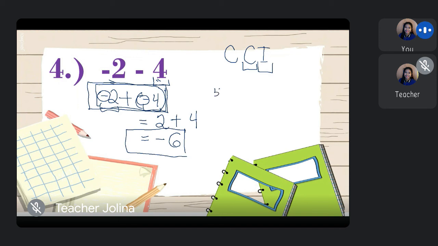And now it's your turn. What is the difference of negative 8 minus negative 5? Okay, so you can comment down below your answer.